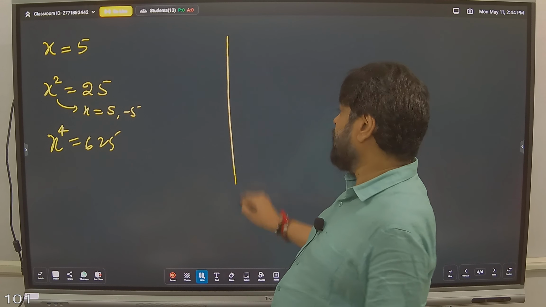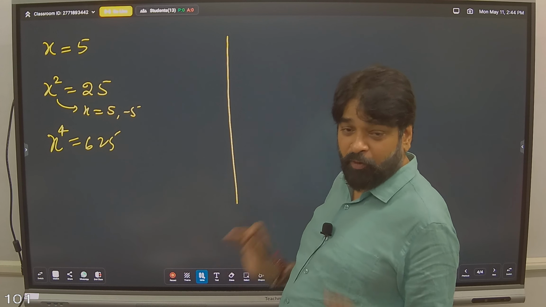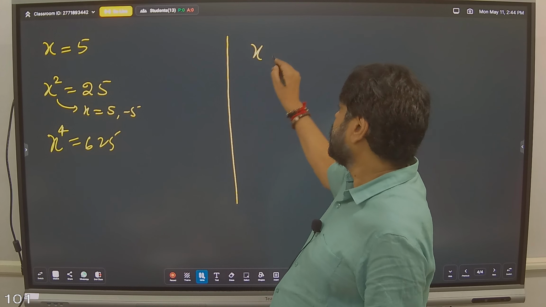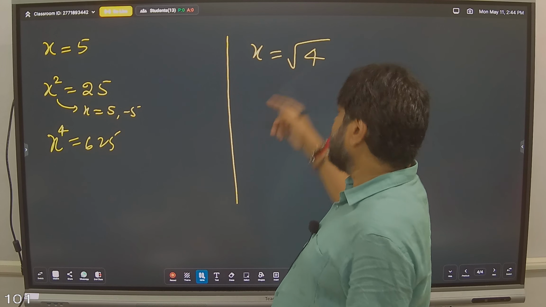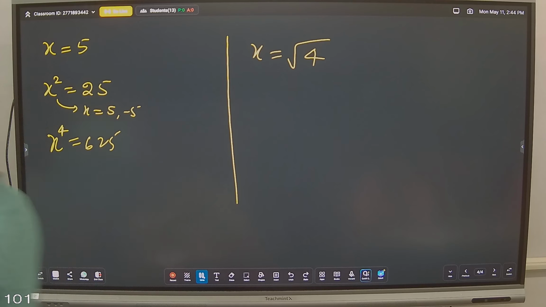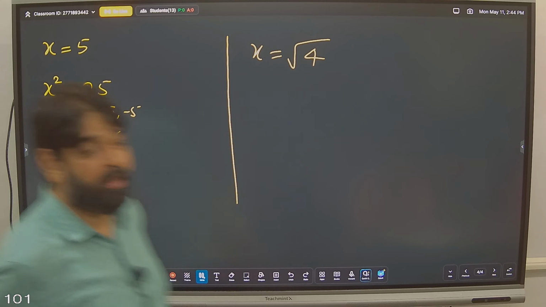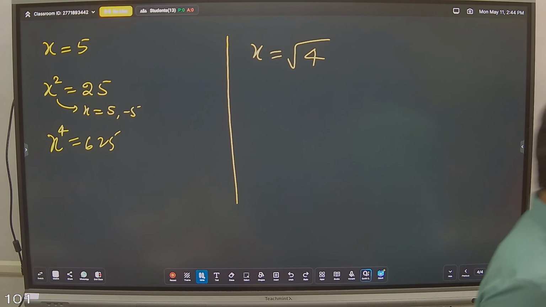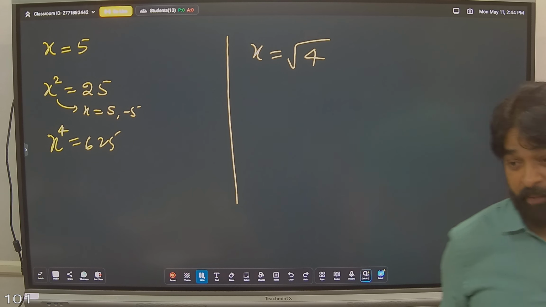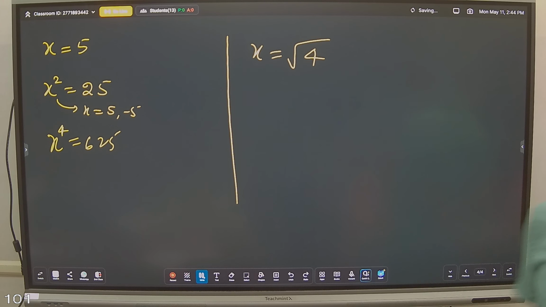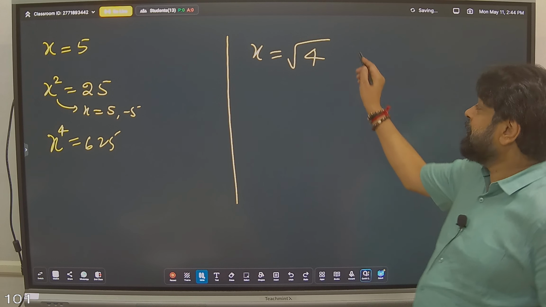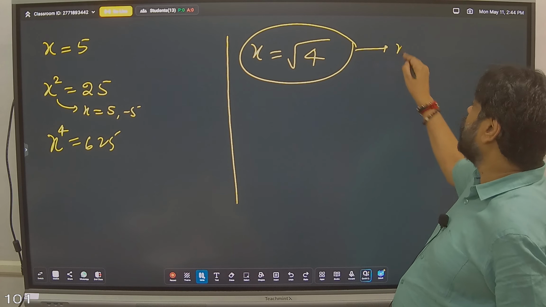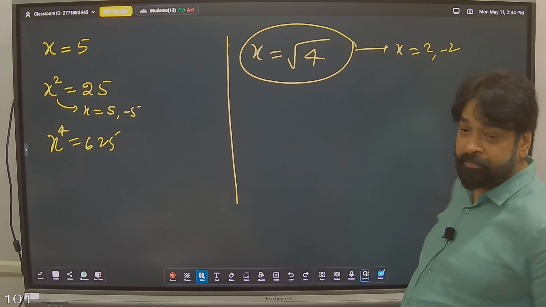Carefully listen to this point. I am assuming root 4 is plus minus 2. Tell me, is it a linear equation or quadratic? Speak out. Linear or quadratic? Don't try to square, because if you square, any linear will become quadratic. Forget about this. Now if you say root 4 is plus minus 2, it means this equation has two solutions, 2 and minus 2.